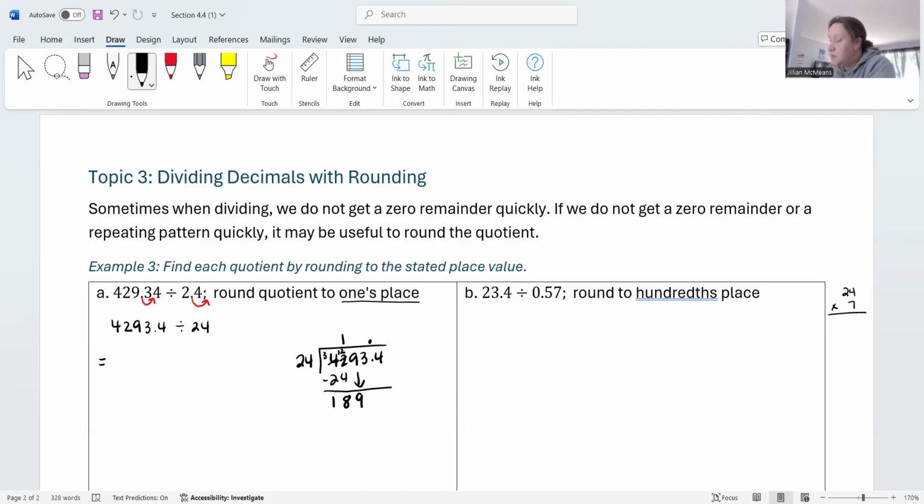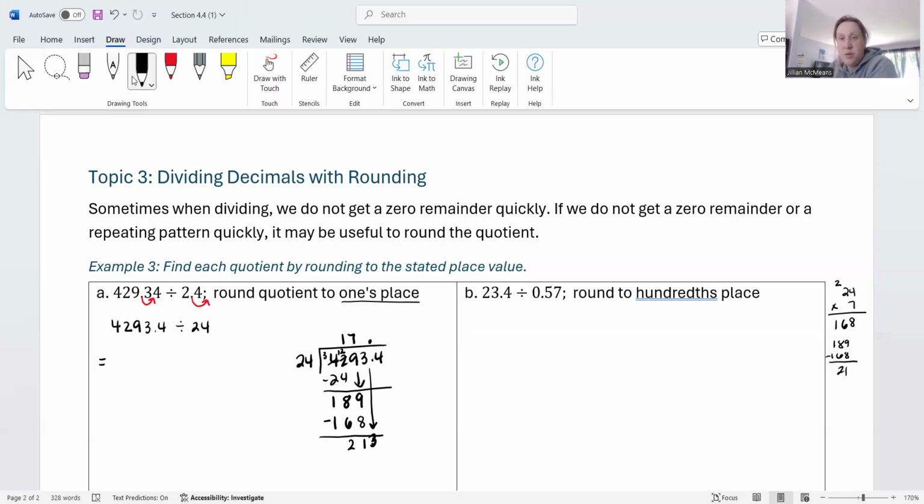Well, 7 times 4 is 28, so I'm going to keep an 8 and carry a 2. 7 times 2 is 14, plus 2 is 16, so 168. So 189 minus 168 is going to be 21. That tells me the closest I'm going to get to 189 with 24 is 7 times. So I'm going to put 7 in my quotient. 7 times 24 is 168. I subtract: 9 minus 8 is 1, 8 minus 6 is 2. And then I drop down the next digit in line, which is a 3.